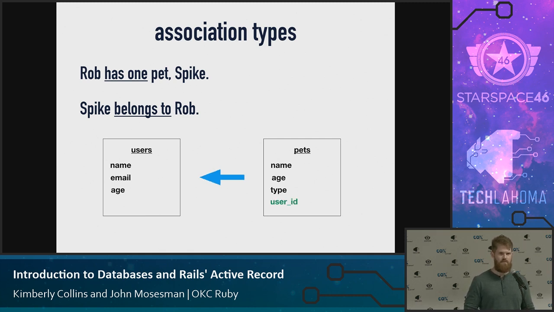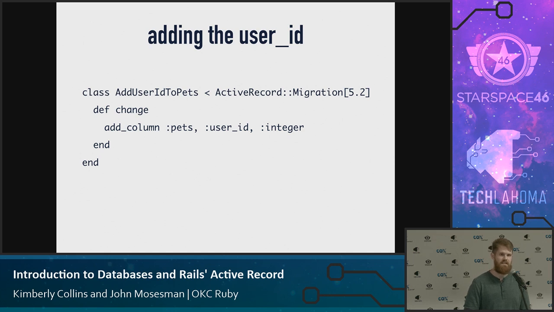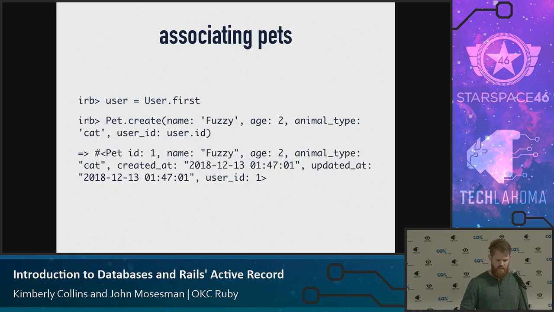If you've done any type of relational data modeling, what we do is we add a user ID, and we scream in the other room really loud. So we add this user ID, and it points our pets over to our users. To do that, just like any other database change, we add a migration: rails g migration add_user_id_to_pets. We'll migrate that. The migration looks like this: add a column to pets, user_id, which is an integer. So now if we make a pet, Pet.create, give it a name, an age and a type, and then we pass our user ID.